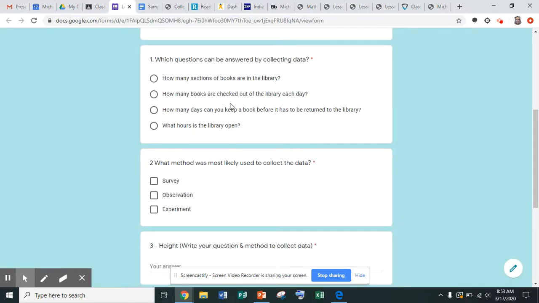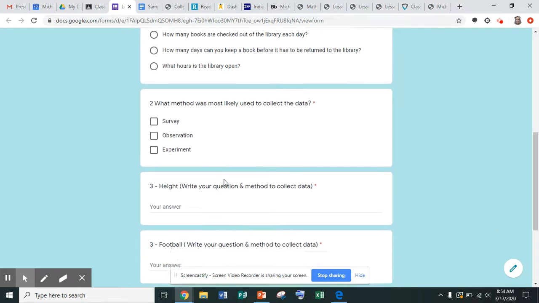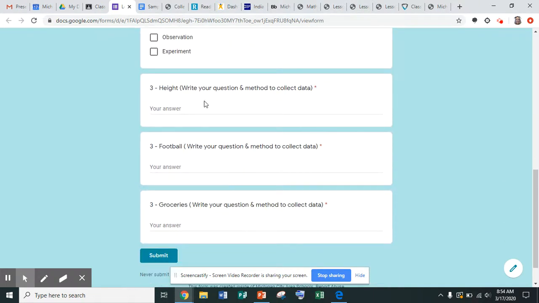So you're going to choose one answer here on the Google form for which question can be answered by collecting data. You're going to tell us which method Selena will use to collect the data on the people in her family and how they got their degree, and then here's height, football, and groceries. So you're going to write your question and then how you'd collect the data.